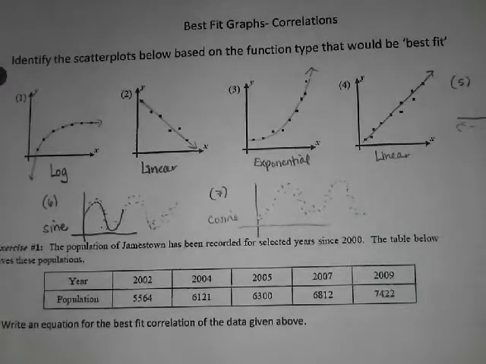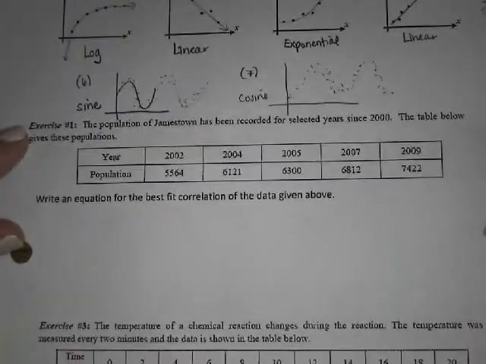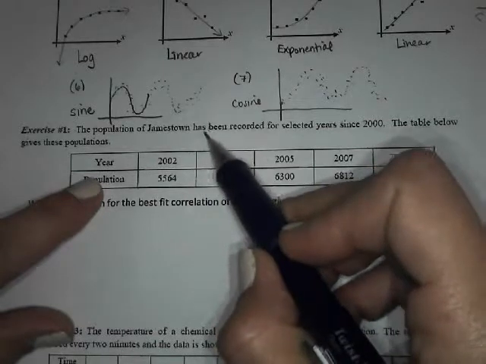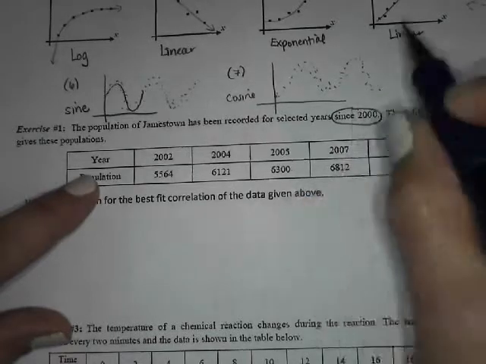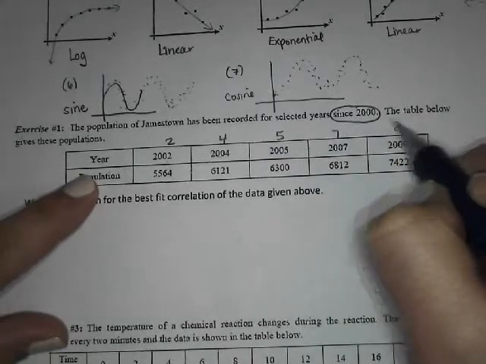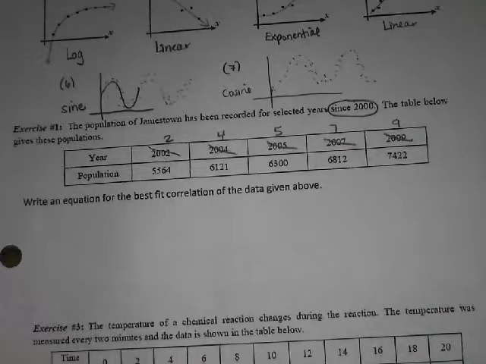Now, we're going to use our calculators to create scatter plots. So here we're given a bunch of different years. Now, it says that the population of Jamestown has been recorded for selected years since 2000. So how many years since 2000 is this? 2, and this is 4, and this is 5, 7, and 9. Those are really going to be your x-coordinates. And then there's the population. And we need to break out our calculators and create a scatter plot.